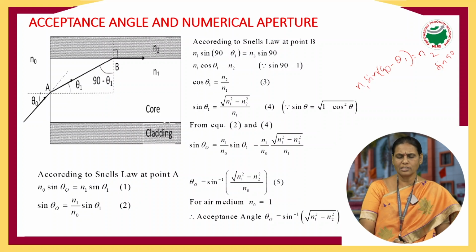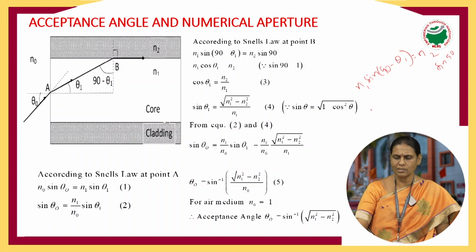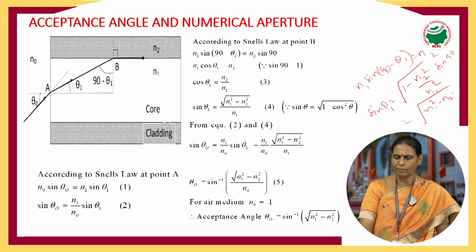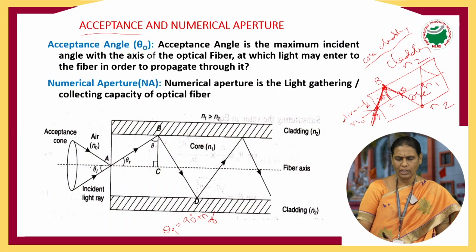So, sine theta 1 is equal to root over 1 minus cos square theta, which is n2 square by n1 square. Now, you can write this equation as root of n1 square minus n2 square by n1 square. The same equation is written here. Okay, that is equation number 4. Now, you can see equation 2 and 3, from equation 2 and 4.